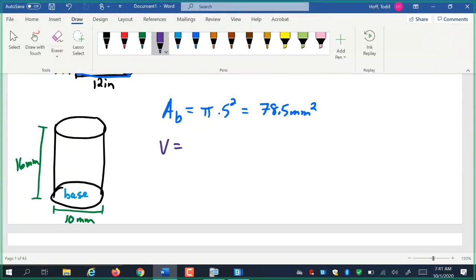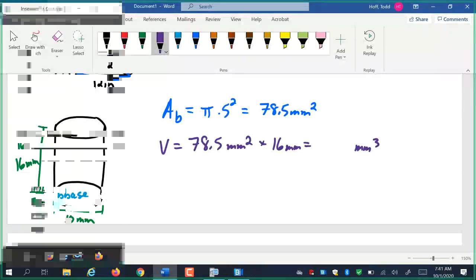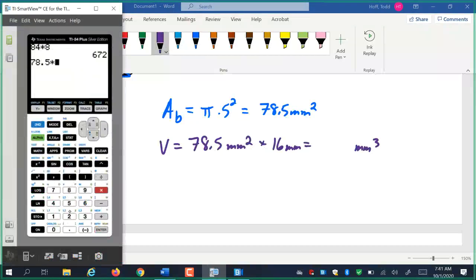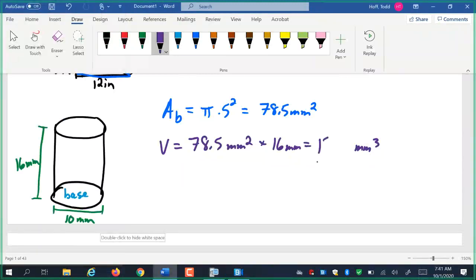So our volume is simply the area of that base, 78.5 square millimeters, times that height of 16 millimeters. 78.5 times 16 is 1,256 millimeters cubed is our volume.